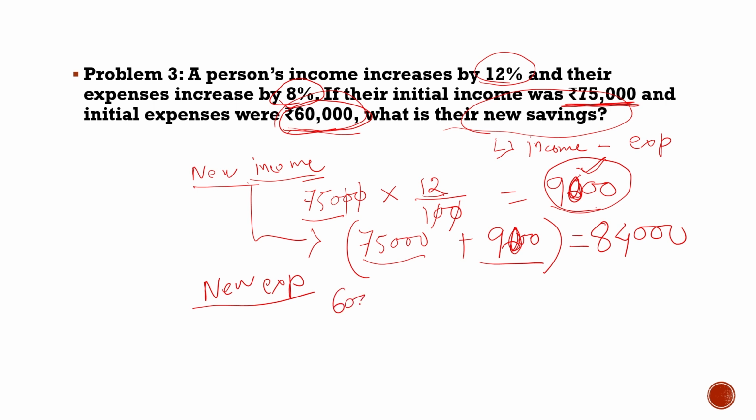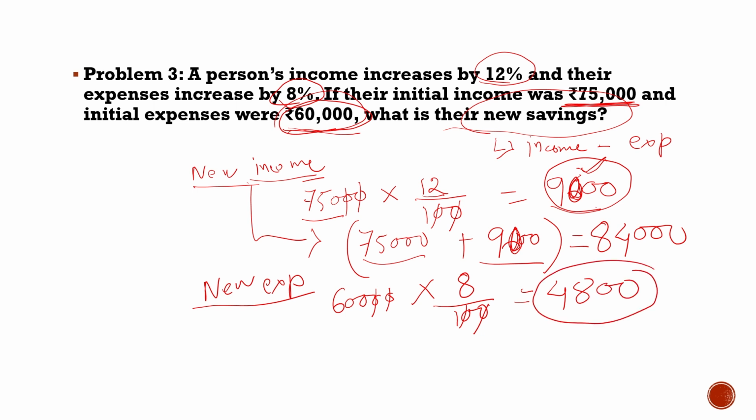So same formula, 60,000 into 8%. So that is 8 by 100. So 0 will cancel out. 8 into 6, 48, and 2 zeros will be there. So 4,800 is my increment in expenses.